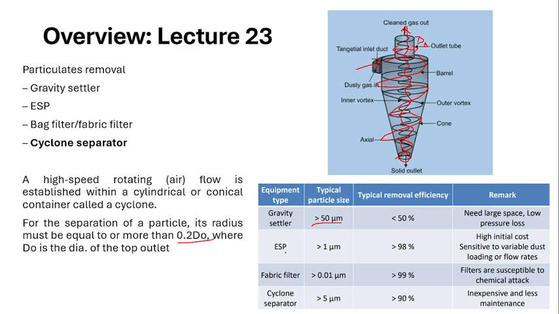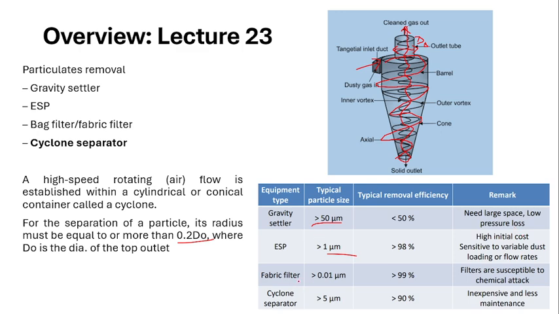And next is the ESP, electrostatic precipitator. It can separate the particles of size greater than 1 micron and the efficiency is 98%. But one of the disadvantages is high initial cost is required and it is sensitive to the variable dust loading of the flow rate. These are the major influencing factors affecting the efficiency of separation in ESP.